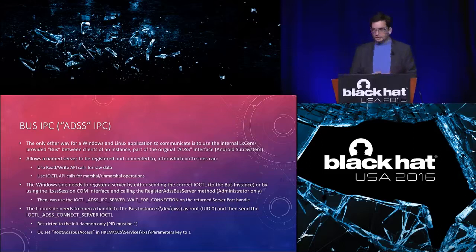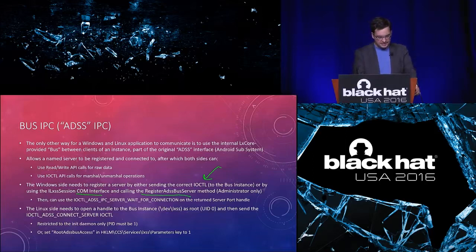Now, on the Windows side, to register a server, you need to send an ioctl. And only the Linux manager service can send this ioctl. So it's normally locked down. However, the COM interface that it creates has a method called RegisterADSSBusServer. And if you're admin, you can register a bus server. Once you register the bus server, you actually get back in your process a handle to the server port, and then you can start sending ioctls on the server port.